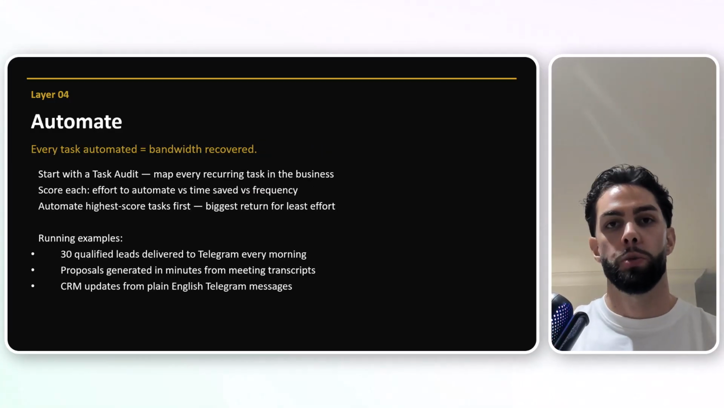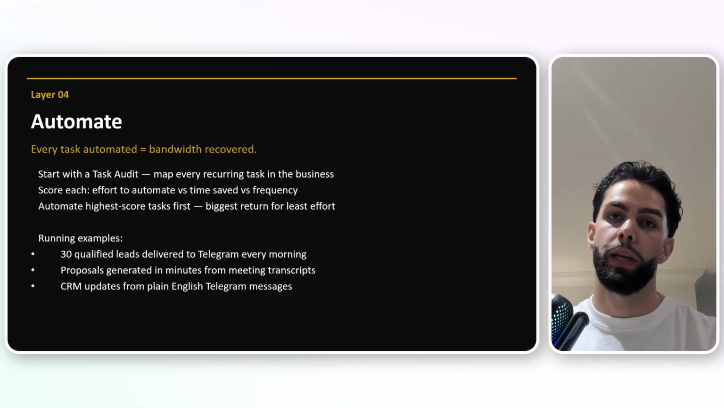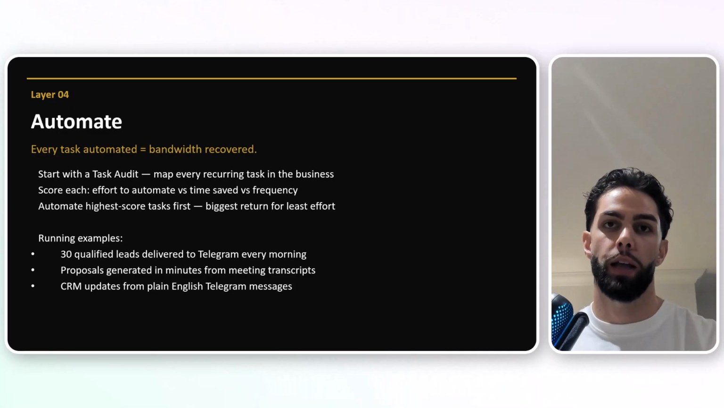Layer 4 is automate, and this is where you start recovering some serious time. What you do in this layer is you complete a task audit, mapping out all of the different manual processes your business still has, and then you begin automating each of these one by one.